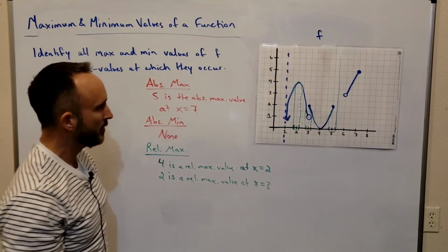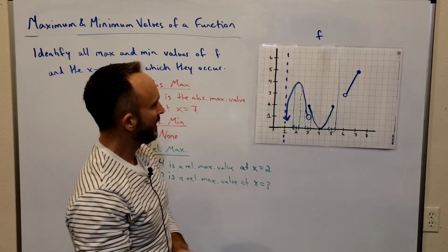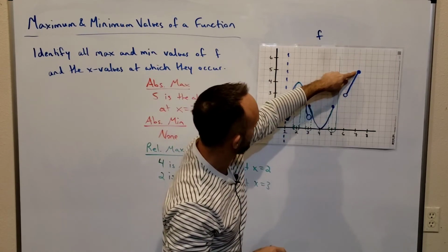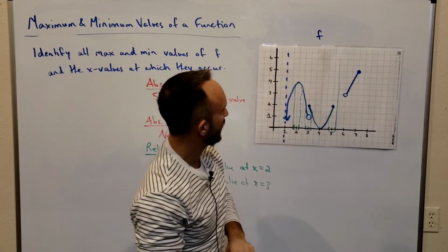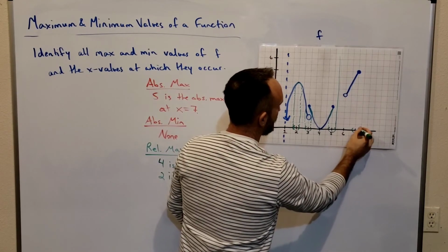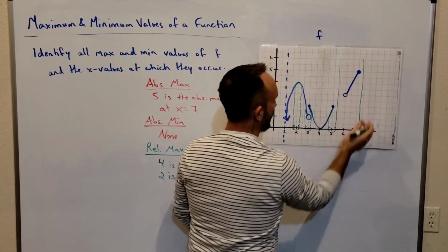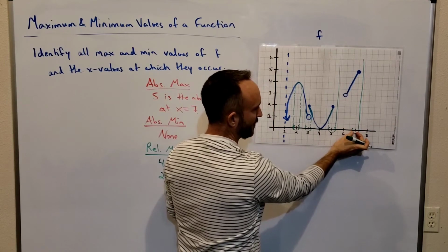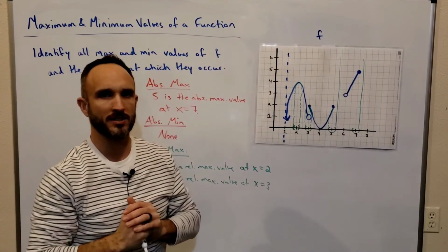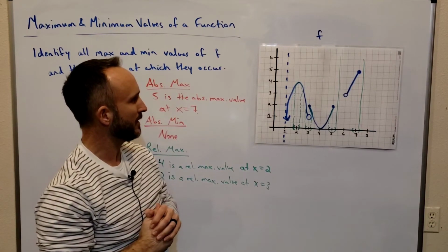Now, let's continue our discussion. The next obvious place we need to look is probably at this point at (7, 5). If we look at both sides of 7, we have the same problem: no matter how close we get to 7 on the right, we're not going to get outputs over there. So we have no relative maximum value there either.